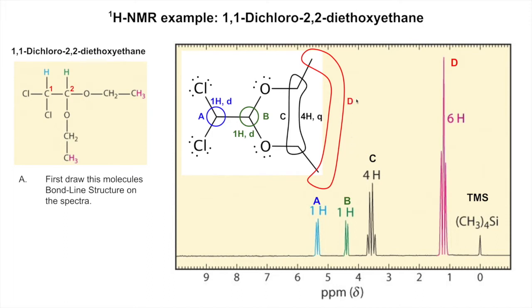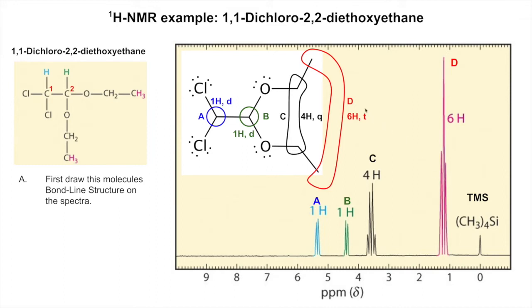All right, and then D here, each of these methyls sees just 2 neighbors. So 2 + 1 is a triplet. So this is a 3 hydrogen triplet, 3 hydrogen triplet. They're equivalent, so they overlap, and we call them a 6 hydrogen triplet. That's what we have here. So that one's done, not too bad, huh?